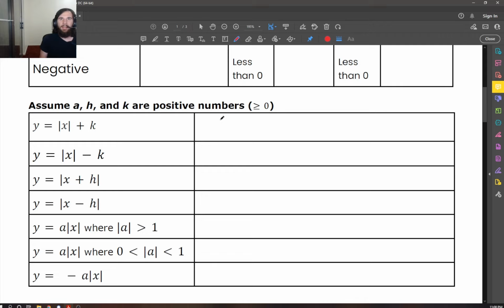So if you are adding k, you are doing a translation upwards. It goes up. If you are subtracting k, it is a translation downwards.